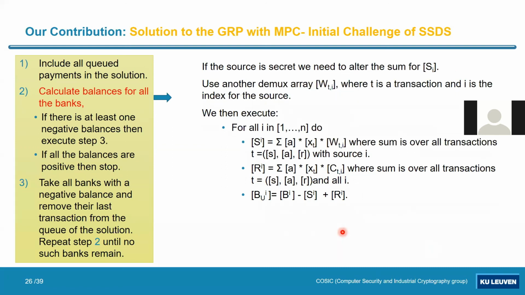In SSDS, this is even worse because both sources and destinations are secret. So we need to do the same technique for sources as well. And this is a bit costly. And here you can see that we have changes on S_i and R_i, and we need to multiply them with the demux array that we computed.